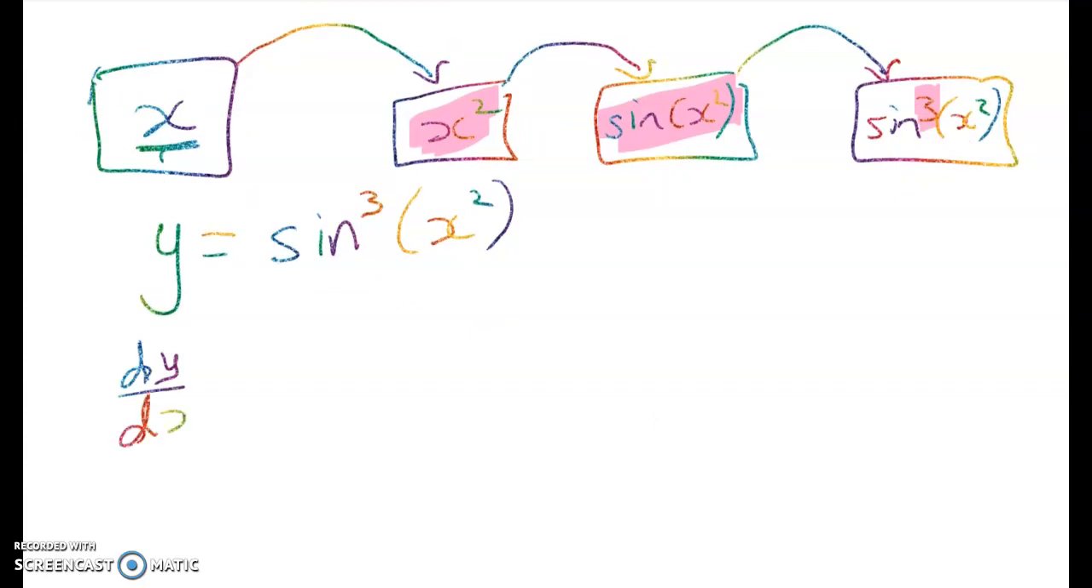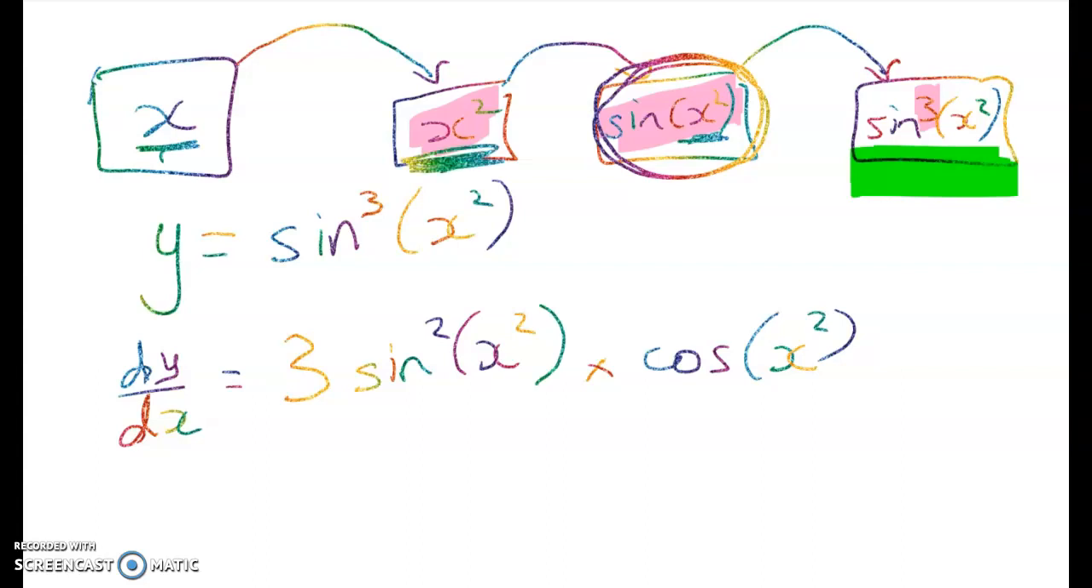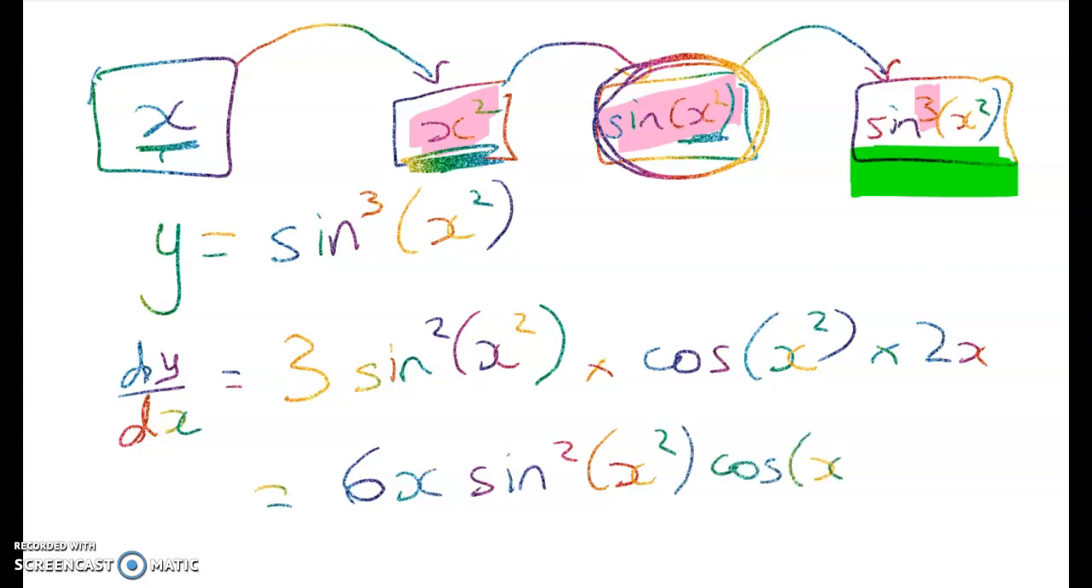So dy by dx is going to be, first of all, 3 sine squared of x squared, right? So that's differentiating the outer function. And then I have to multiply it by the derivative of the trig function. The derivative of sine is cos, so it's going to be times cos of the inside function, the x squared. Lastly, I have to differentiate my innermost function, which is 2x. So that gives me my final answer of 6x sine squared x squared times cos of x squared.